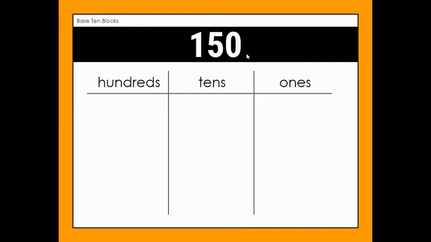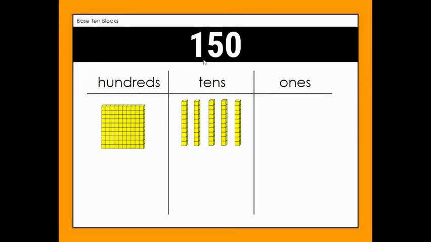So let's start with the number 150. When I look at 150, I'm going to first look at the ones. Do I have any ones? No. So no ones. Next, I'm going to look at the tens. I see that there are 5 tens. So I'm going to move my 5 tens into my tens place value. So when I count, I have 10, 20, 30, 40, 50. So the value of this 5 is 50. Next, I'm going to look at my hundreds. I have 100. So the value of this one is 100.